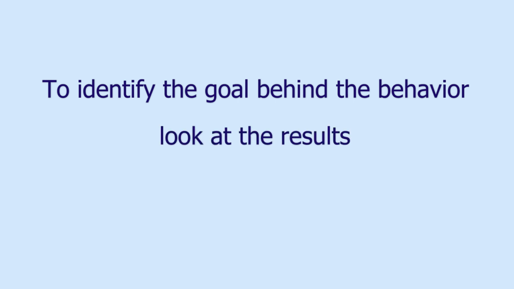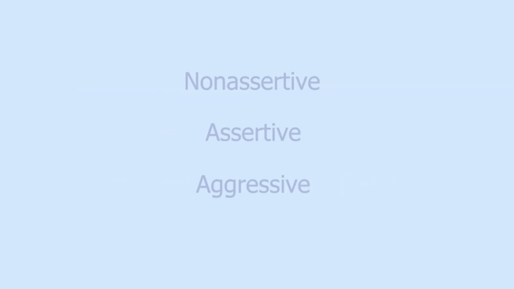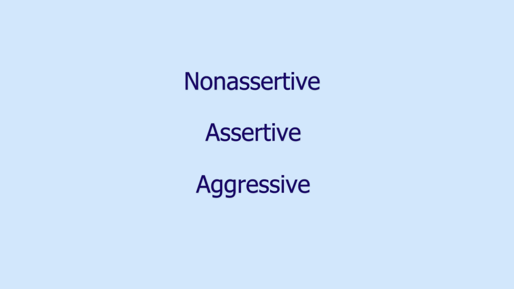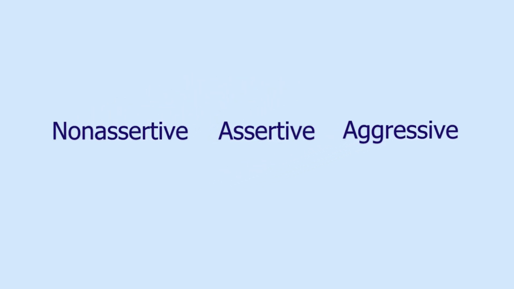Now, the easiest way to identify the goal that underlies the behavior is to look at the results that the behavior produces. Let's do this with each of these three styles of conflict resolution, keeping in mind that they are part of a continuum with a non-assertive style at one end and an aggressive style at the other end. Assertiveness is in the middle between these two.